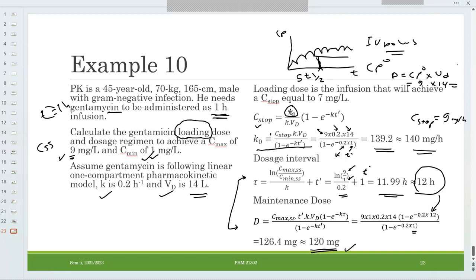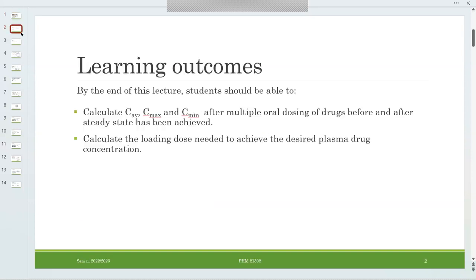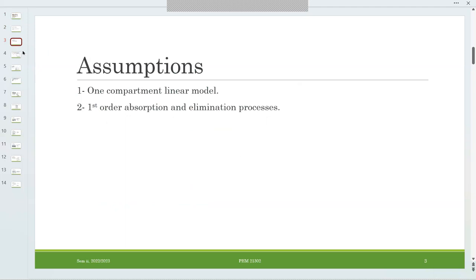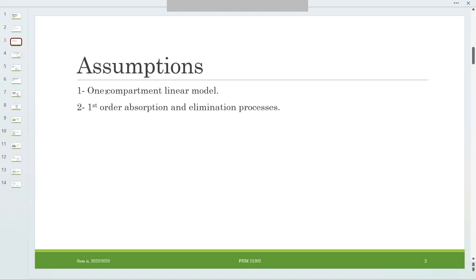We then go to the calculation for multiple oral doses, multiple dose regimen, oral administration. It will be almost the same concept. Can you see the slides now? The assumptions here are a one compartment linear open model and first order absorption and elimination processes, in order to use the following equations.